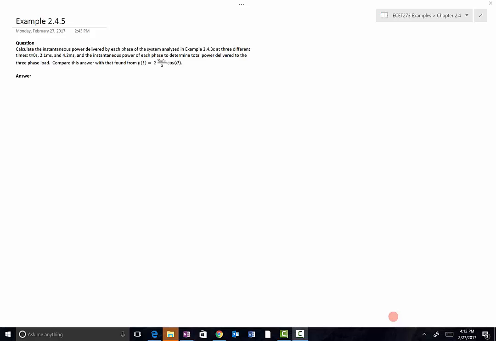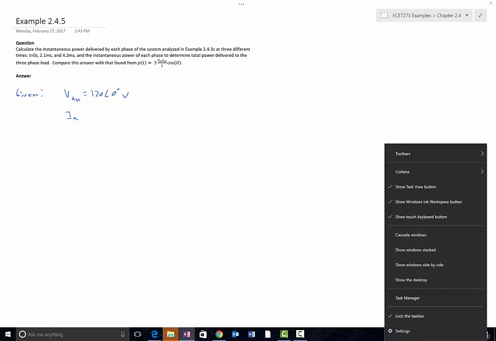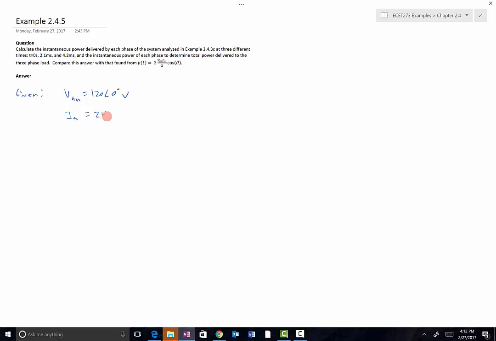of theta. So it wasn't given in this problem statement, but in 2.4.3c we determined that the VAN value was equal to 120 at an angle of 0 degrees volts, and that the phase current is equal to 2.4 at an angle of negative 36.87 degrees amps. So those were the phasor values of the quantity for voltages and currents in the Y-connected generator.